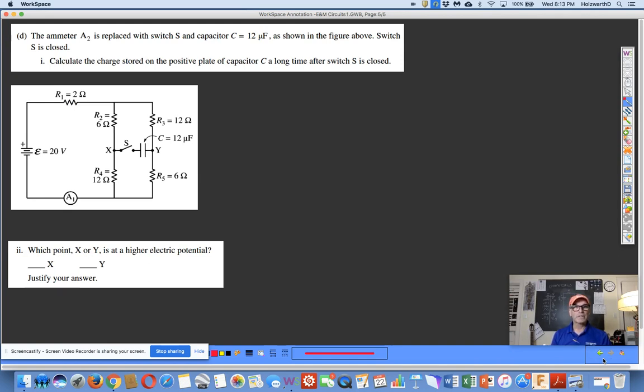Ammeter A is replaced with switch S and capacitor C equals 12 microfarads. An alarm bell always goes off when I get microfarads. Remember that 12 microfarads is equal to 12 times 10 to the negative 6 farads. That's what a micro is. Switch S is closed.